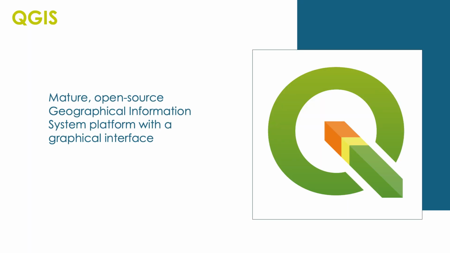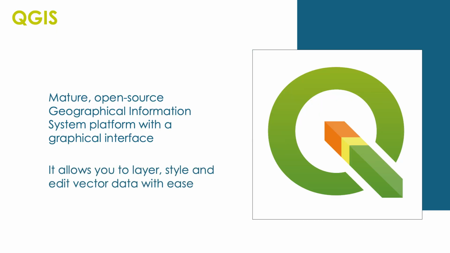To work with vector data, we will use two main tools, QGIS and GeoPandas. Let's briefly introduce them. QGIS is a mature open-source geographical information system platform with a graphical interface. It is widely used for cartography, spatial exploration, and visual workflows. It allows you to layer, style, and edit vector data with ease.